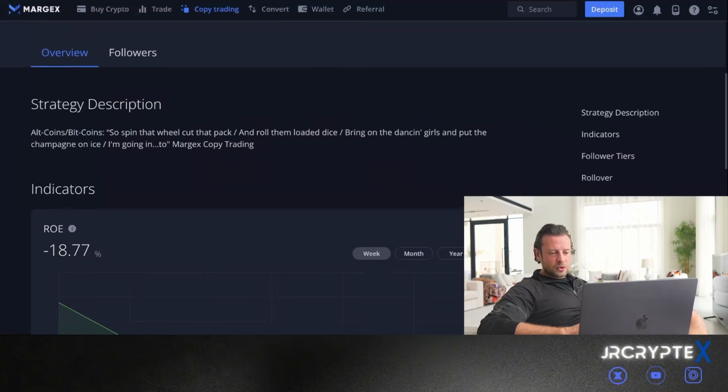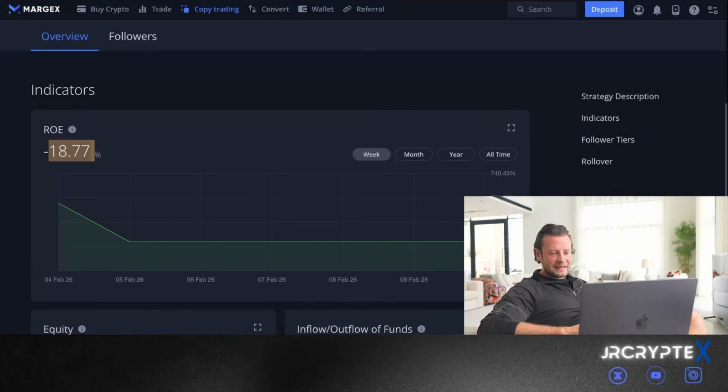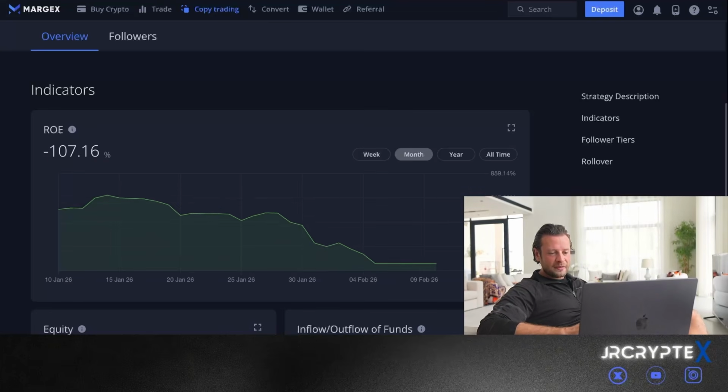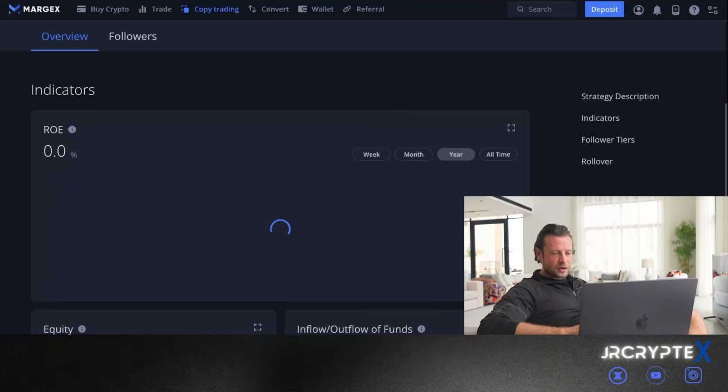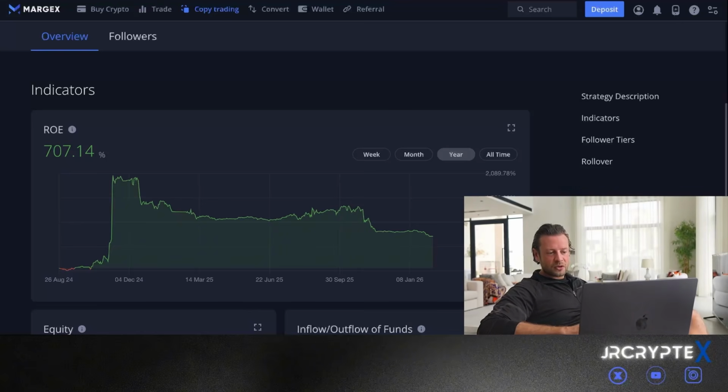Now, this is basically what to look for. They're down 18.77% in their last week, okay? But if you zoom out, in the last month, they're basically up 100%. If we go to the last year, they're up 707%. So what you really have to do, if you do want to do the copy trading, is make sure you're managing the risk, because they might have a bad month where they're down like 100%, but then over the year, they're up 700%. So just put a small amount in, play around with it, make sure you're managing risk.